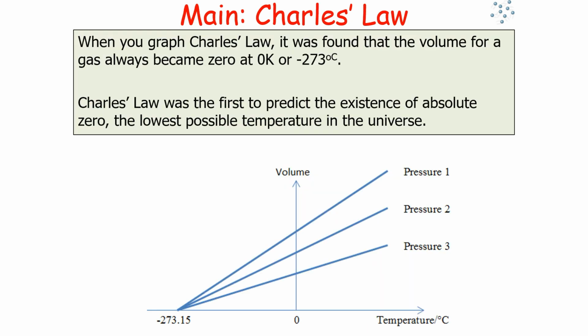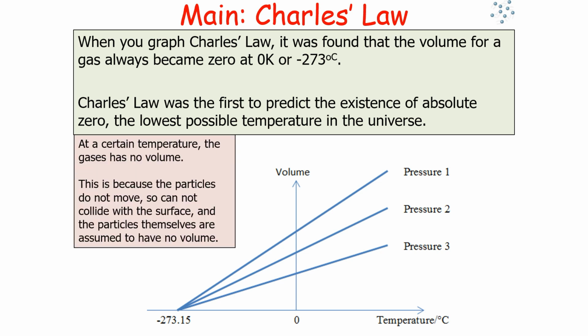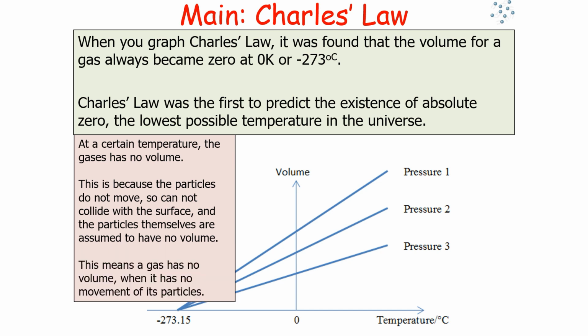When you graph Charles' law, it was found that the volume of a gas always became zero at minus 273 degrees Celsius or 0 Kelvin. So Charles' law was the first to predict the existence of absolute zero, the lowest possible temperature in the universe. At certain temperatures the gases had no volume. Why was this? Because the particles do not move, so they cannot collide with the surface, and as the particles themselves have no volume, there's going to be no pressure and no volume. So the gas has no volume when it has no movement of particles.